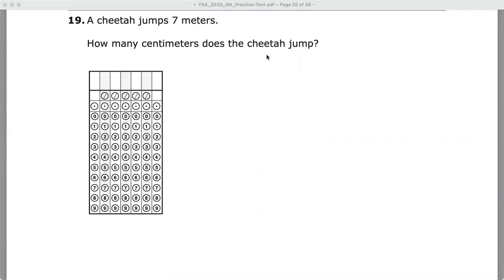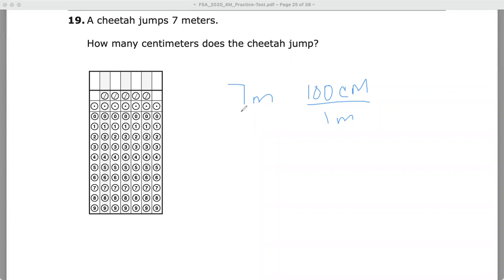So here you could reference the reference sheet. I almost said formula sheet, but it had all the conversions on it to see how many centimeters are in a meter. So if there's 7 meters, I'm going to write M for meter. And I know that there's 100 centimeters in 1 meter.